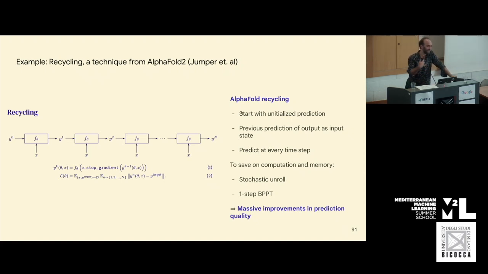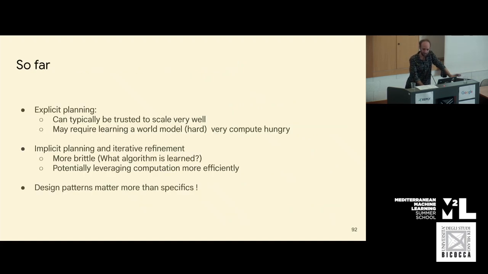So it's not planning in the classical sense of tree search, but it definitely has this aspect of, I'm at test time, I want better answers, so I'm going to spend more computation, laser-focused on the problem at hand. All right, so far, explicit planning: the benefits can typically be trusted to scale very well because we know the underlying algorithm, MCTS, has theoretical guarantees. So unlike ticking an RNN, I know that the more I plan, the better I'm going to get.